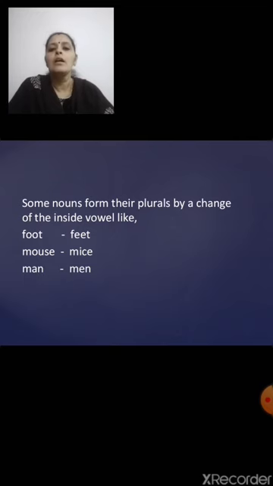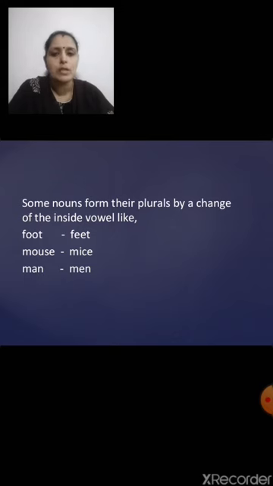Some nouns form their plurals by changing the vowel inside them. For example, F-O-O-T, foot. So when we are talking about one, we say one foot. There is double O there. So the plural form is just the O is changing into E. We are changing the O to E to write the plural form. So F-O-O-T, foot becomes F-E-E-T, feet.